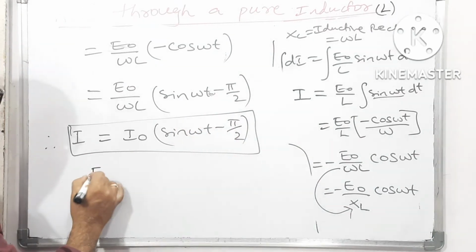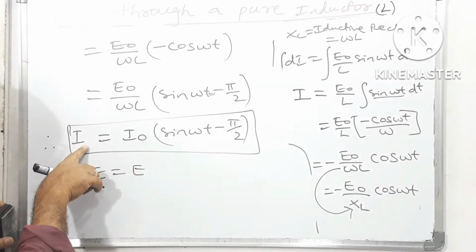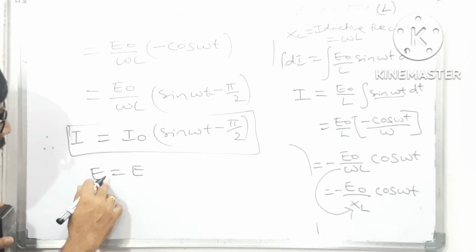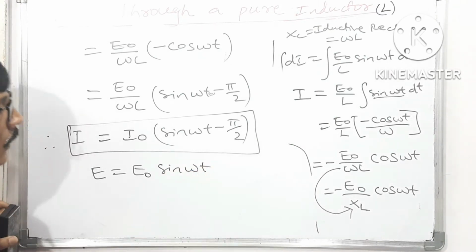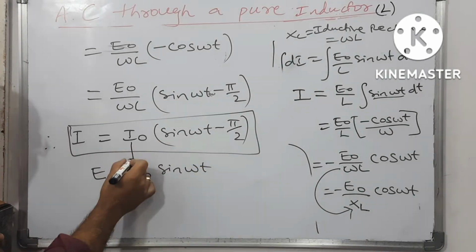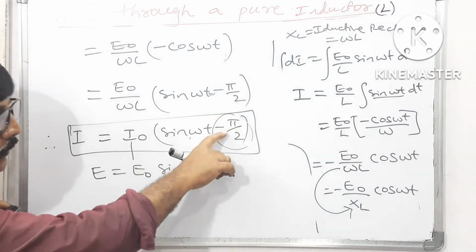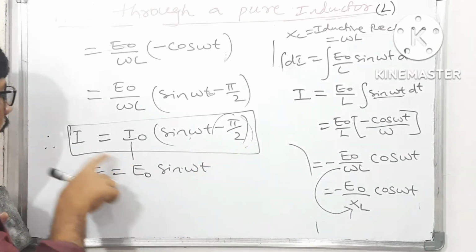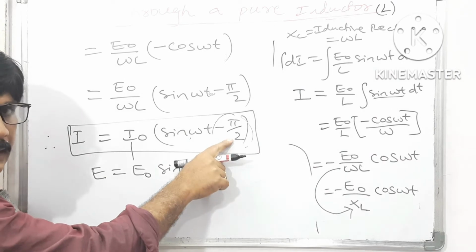But what is the relation with the electromotive force? Here the electromotive force is the cause, the current is the effect. The instantaneous electromotive force at any instant of time is E naught sin omega t. But here it is I naught sin omega t minus pi by 2, so minus pi by 2 is extra. Pi by 2 radians means 90 degrees. That means the current is behind the EMF by 90 degrees.